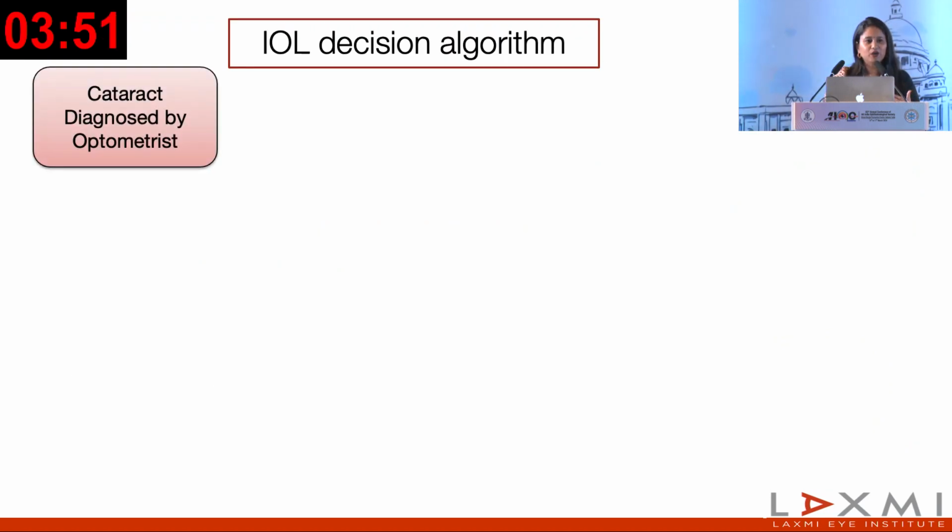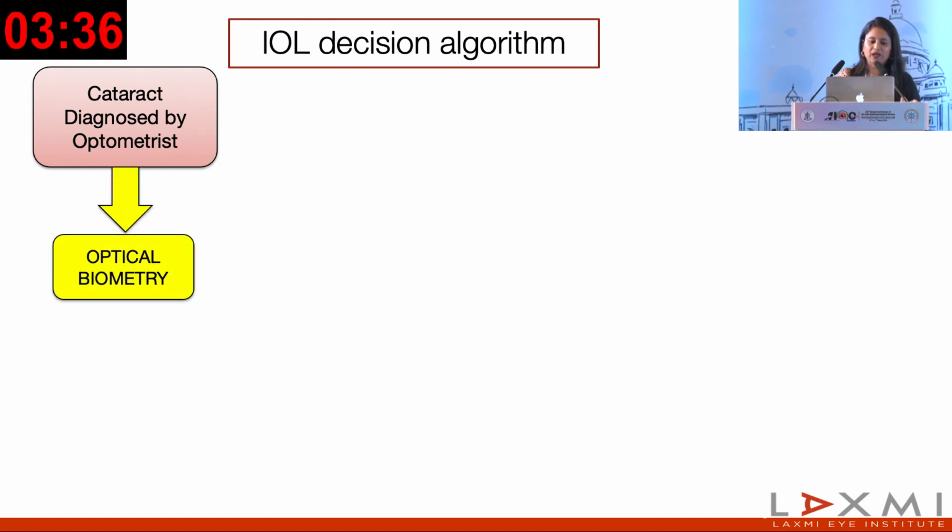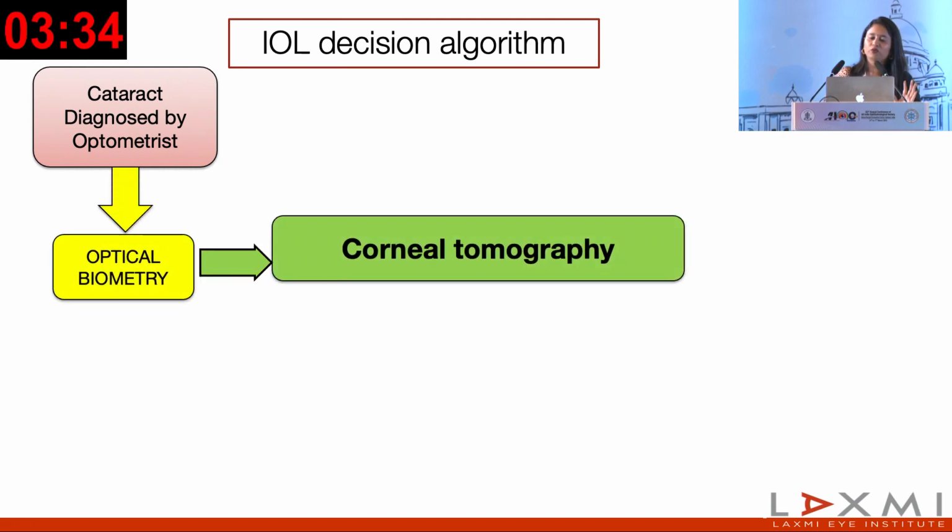So with so many IOLs to choose from, it is a good idea to look at things a little more systematically. This is the IOL algorithm we follow in our practice. When the cataract has been looked at primarily by an optometrist, before the patient is dilated or put on any drops, he undergoes a biometry. The biometry will give you a basic assessment of the corneal astigmatism, but we go ahead and do a corneal tomography because we get a lot of data from this machine.